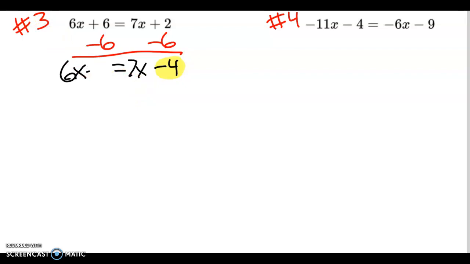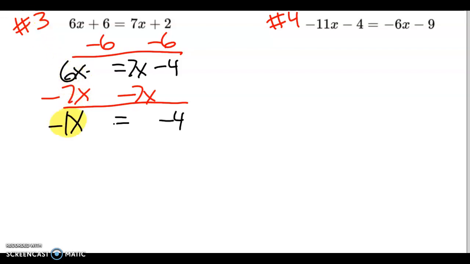Now subtract 7x on both sides, moving the letters to the left. Different signs, find the difference. 7 minus 6 is 1, and since the 7 is bigger, we leave it negative. Got my letters to the left. Now I'm just going to divide that negative 1 off of here. Negative divided by negative is a positive. 4 divided by 1 is 4. Now keep in mind, right here I had a negative 1x. If you get a positive x, then you're done. You don't have to do that extra step of dividing by 1, but you can, and it'll still come out the same way.